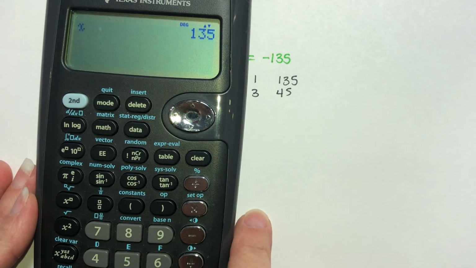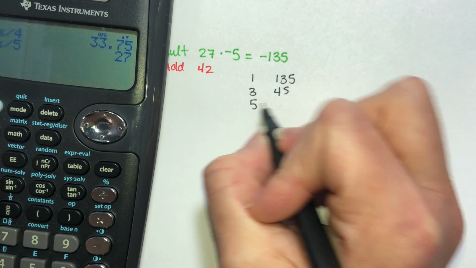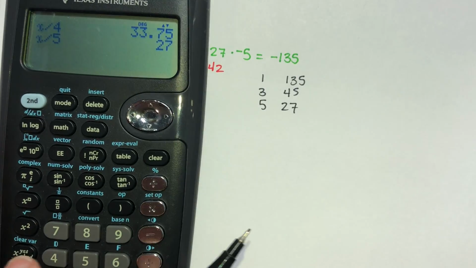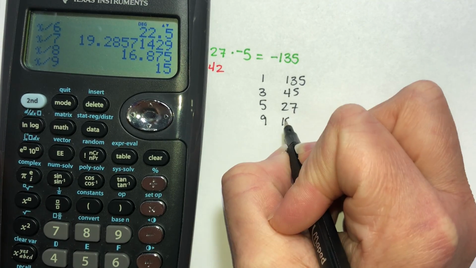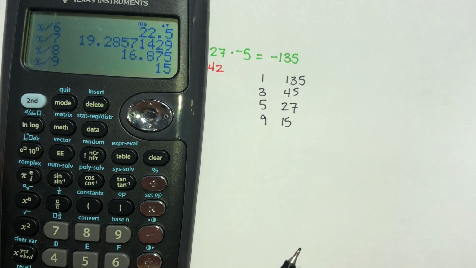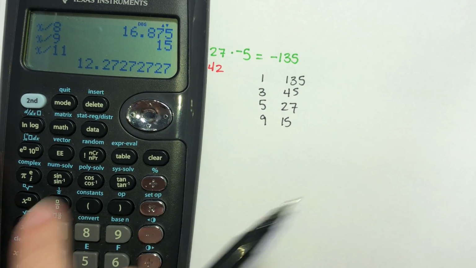So when I'm checking to see if it divides, I use this a lot. Basically I'll do, okay, X divided by 4. That got a decimal, that didn't work. X divided by 5, 27. So 5 times 27. Okay, does 6 work? No. 7? No. 8? No. 9? Yes. 9 and 15. 10 won't work. 11 won't work. And then 12.